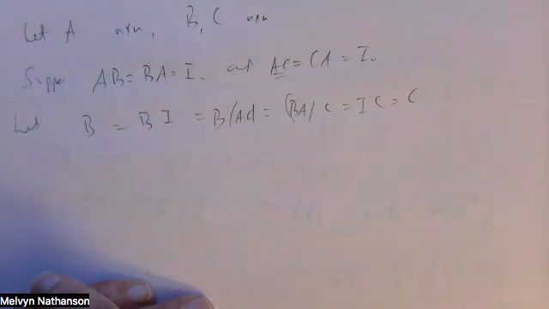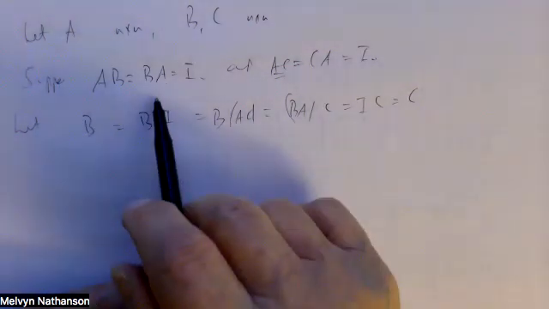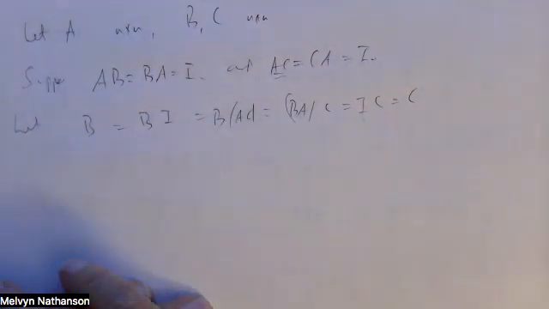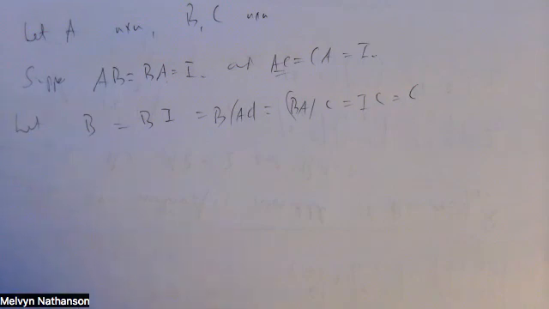So if A has both a left and a right inverse, or if A has two inverses, they in fact have to be equal to each other.